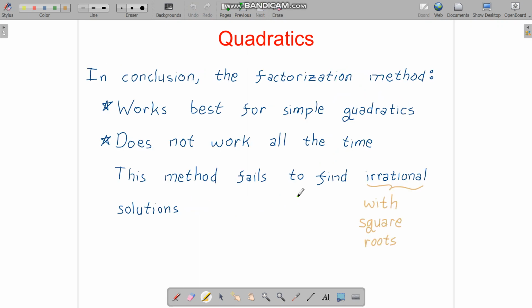Alright, so in conclusion, the factorization method works best for simple quadratics, but it does not work all the time. This method fails to find irrational solutions. Irrational means with square roots or with surds. Cannot find the answer. Alright, that's it. I'll see you again next time.